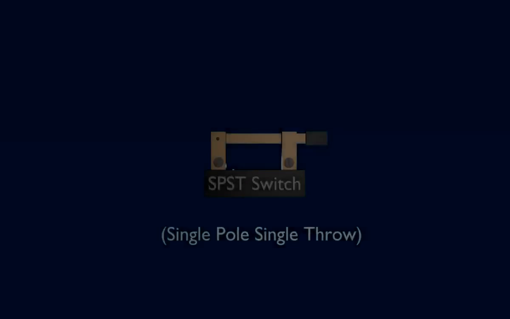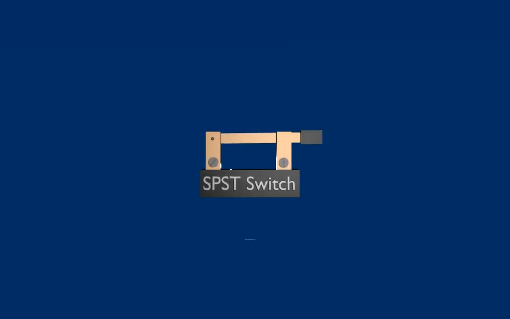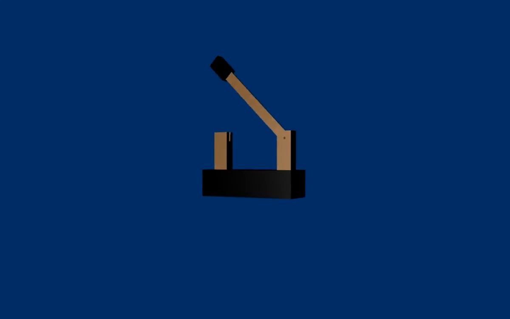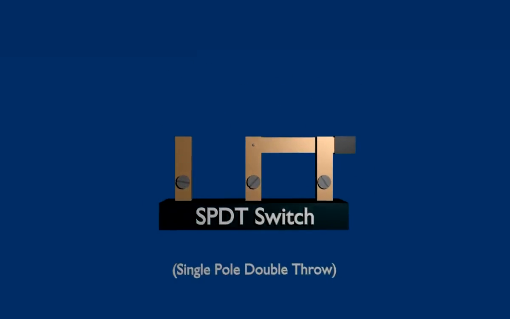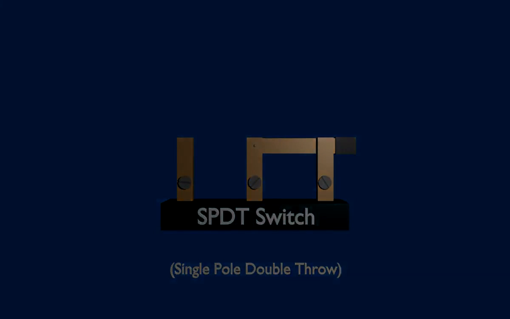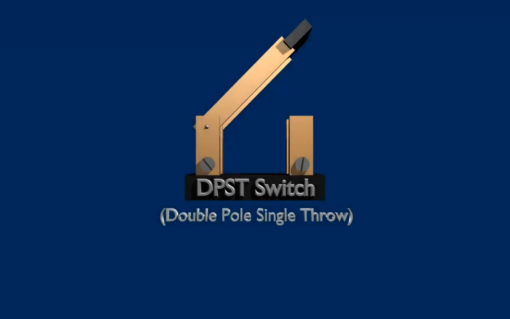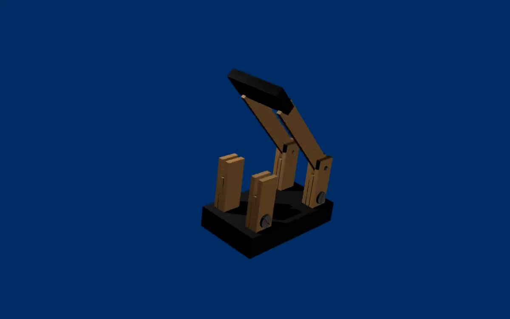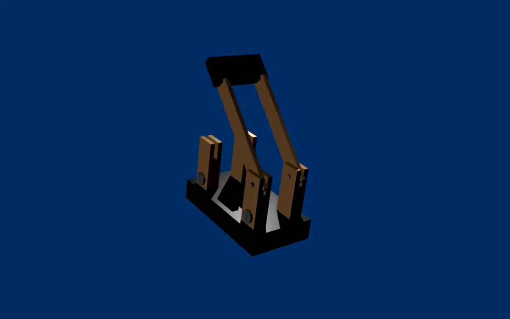Here we have a single pole, single throw switch. It is the simplest of all switches. It's normally used as just an on or off type switch. Here we have a single pole double throw switch. It is used in different applications, like two speeds on an appliance, or as a three-way switch. Here we have a double pole single throw switch, usually used as a disconnect.